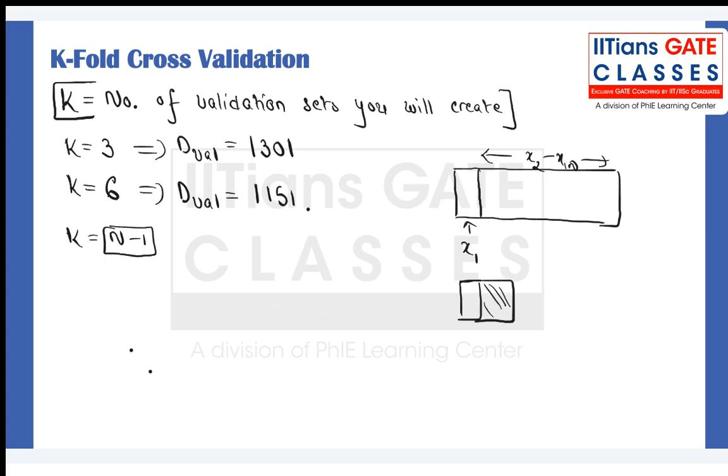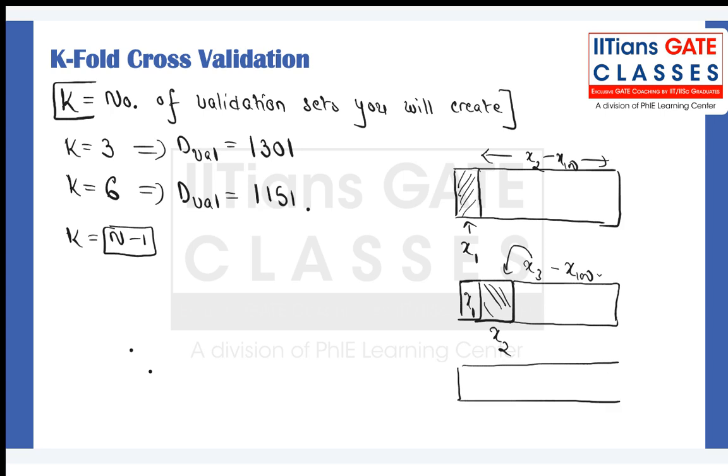This is your x2. So initially you left x1 out. Now you consider x1, you leave x2 out and consider the remaining points from x3 till x100 and train a model and compute the loss on x2. Then the next time you consider x1 and x2 both, but exclude x3 and compute the loss on x3. And similarly, you do it for all the 100 data points.